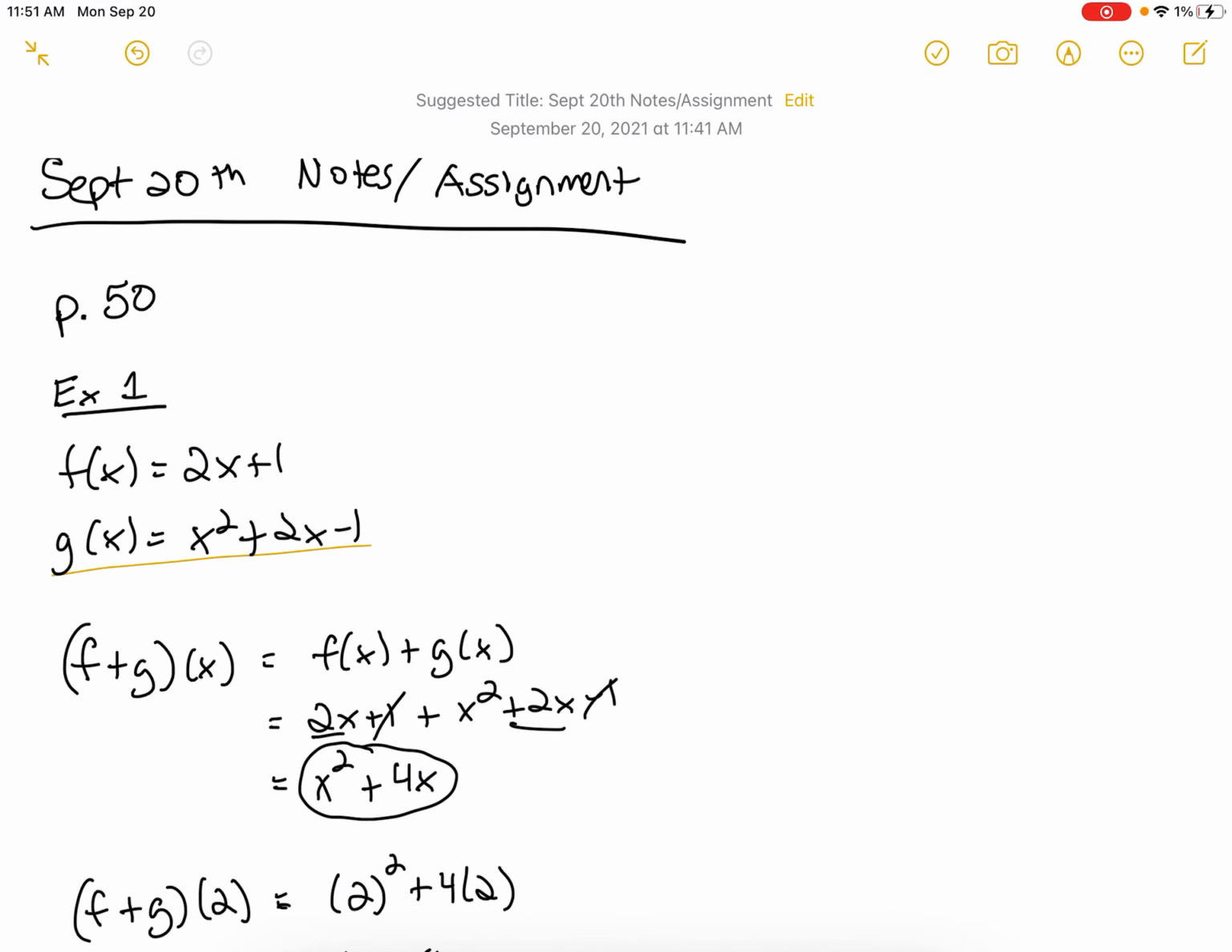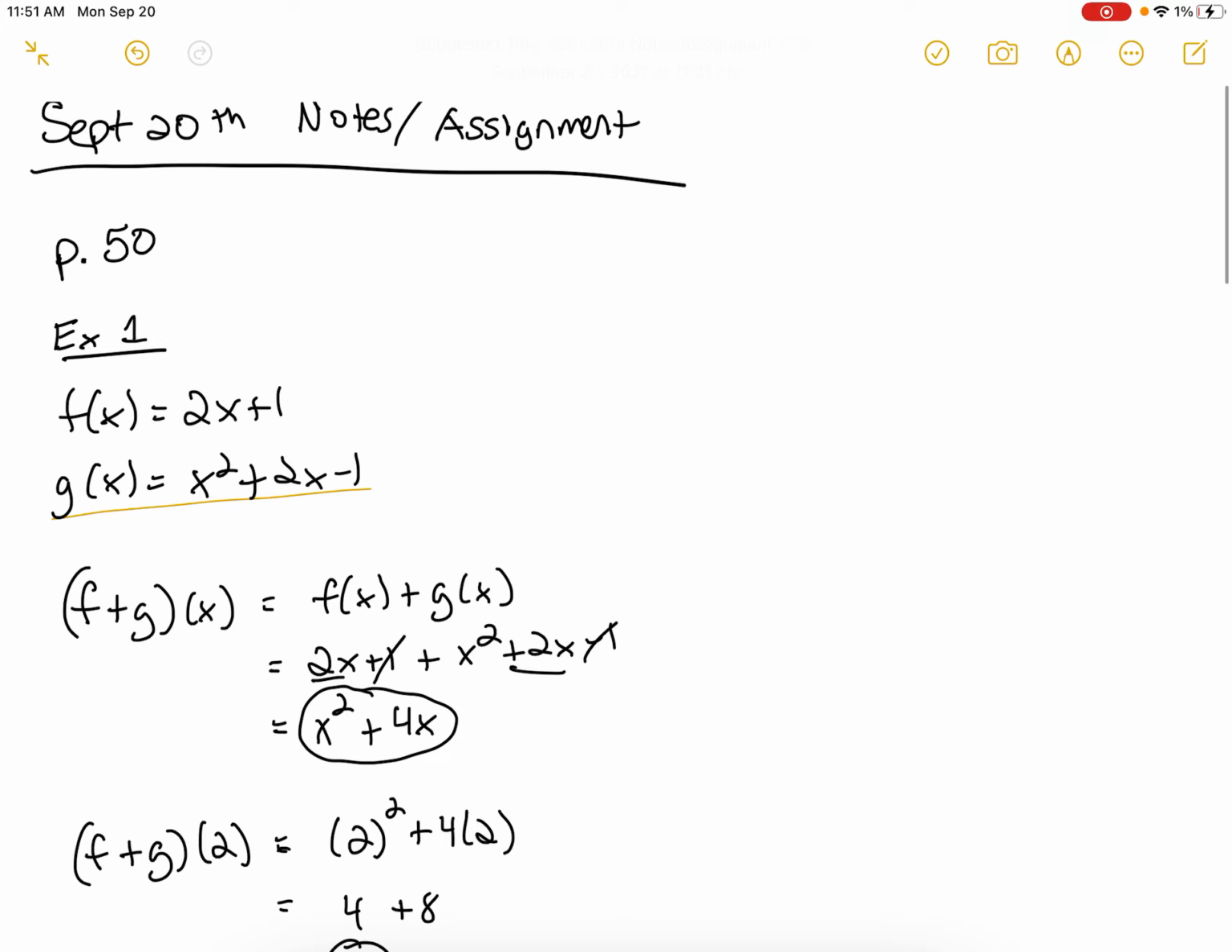Okay, here are your notes for September 20th. We're going to be on page 50 in your book. We're going through 4 examples, and all this is just combining functions. We're adding, subtracting, multiplying, and dividing functions.